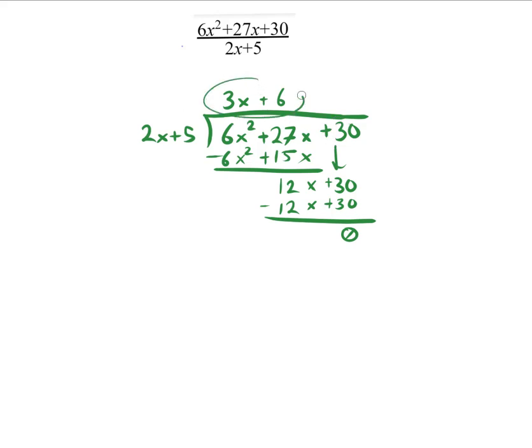So my answer is 3x plus 6, right? If I wanted to actually check it, once again, I would do this to check it: 3x plus 6 times 2x plus 5. And I do encourage you to do that. I'm not going to do it in the interest of time tonight, but if you want to try it, you can pause the video and give it a shot and see if you get 6x squared plus 27x plus 30. If you don't, then either you did this wrong or you did this wrong, which means I did this wrong too.